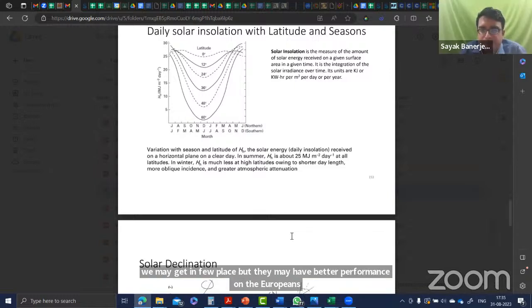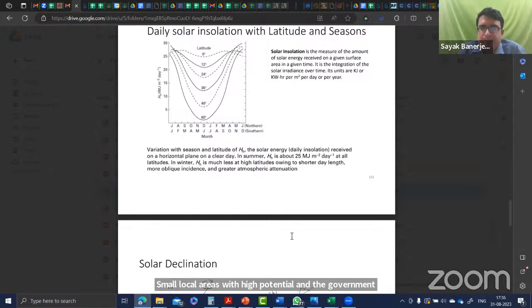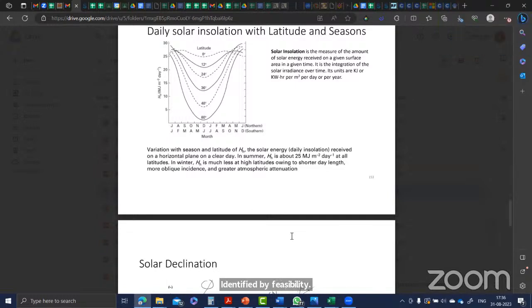Yes, we are observing the same thing in Ethiopia. Small local areas with high wind potential, and the government is installing wind farms around a few localities identified by feasibility studies. Certain highland regions in Ethiopia will have a good wind resource.